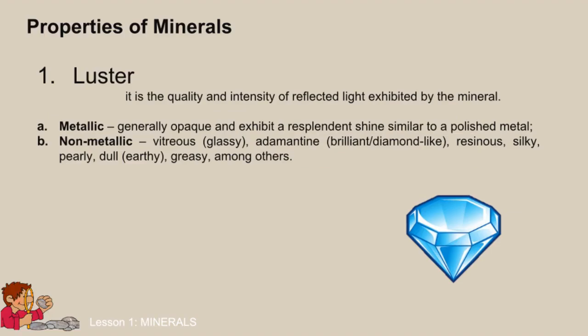There are several different mineral properties which must be identified and defined. First, we have luster. It is the quality and intensity of reflected light exhibited by the mineral. It can be metallic, generally opaque, and exhibit a resplendent shine similar to a polished metal. Or non-metallic: vitreous, glassy, adamantine, brilliant, diamond-like, resinous, silky, pearly, dull, earthy, greasy, among others.